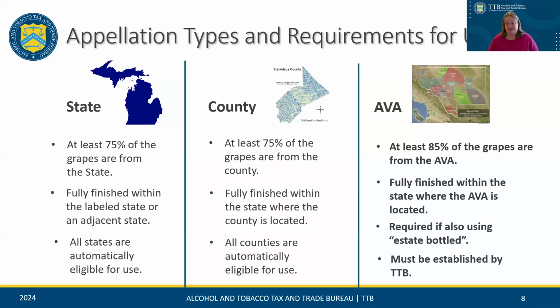Now, AVAs are different. With an AVA, at least 85% of the grapes in your wine must come from within that AVA. The wine also must be fully finished somewhere within the state where the AVA is located. And if you're using estate bottled on your label, you can only do that if you are also eligible to use an AVA as an appellation of origin. And unlike states and counties, AVAs must be established by TTB before you can use them on your wine label.